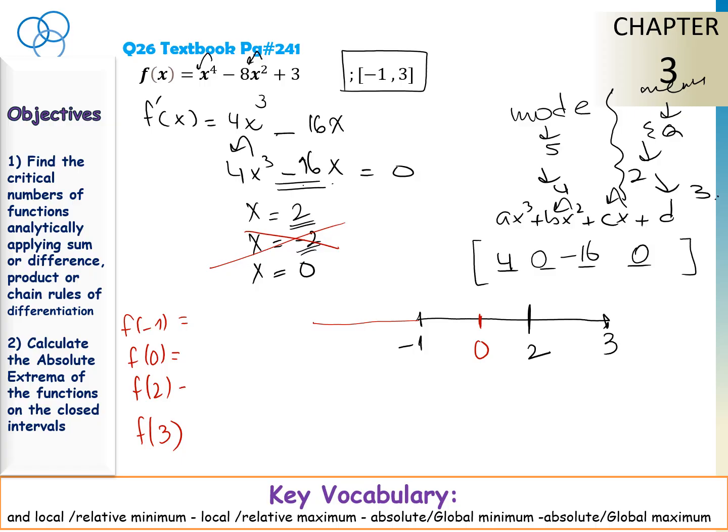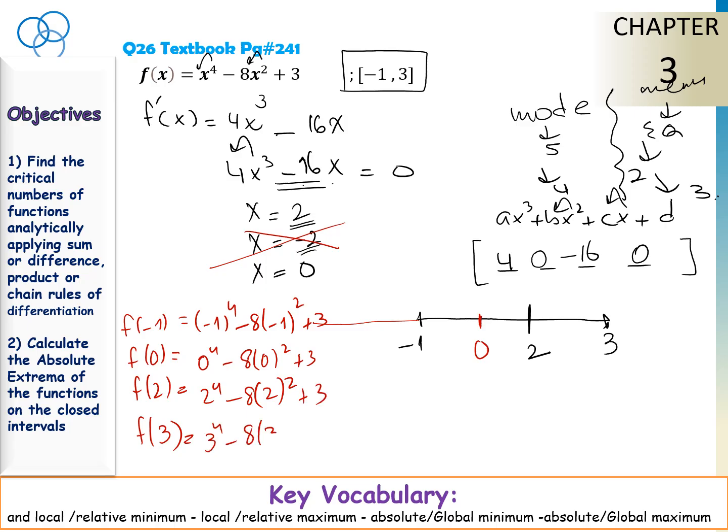Put them in the calculator one by one. So we will have negative 1 to the power of 4 minus 8 times negative 1 squared plus 3. Similarly, 0 to the power of 4 minus 8 times 0 squared plus 3. Then 2 to the power of 4 minus 8 times 2 squared plus 3. And 3 to the power of 4 minus 8 times 3 squared plus 3. Write it in the calculator to get your final answer.